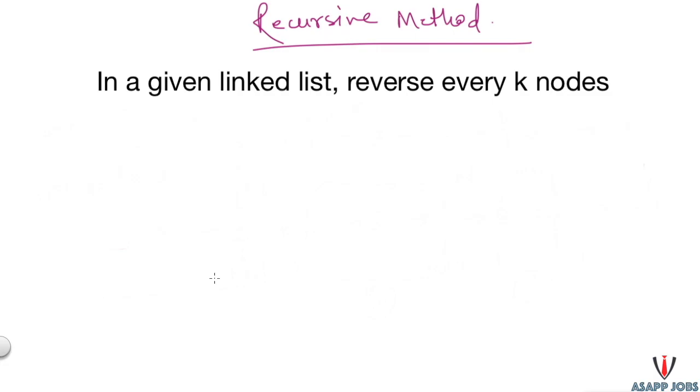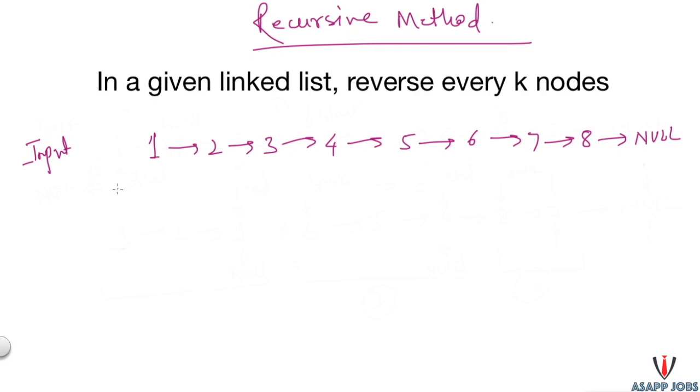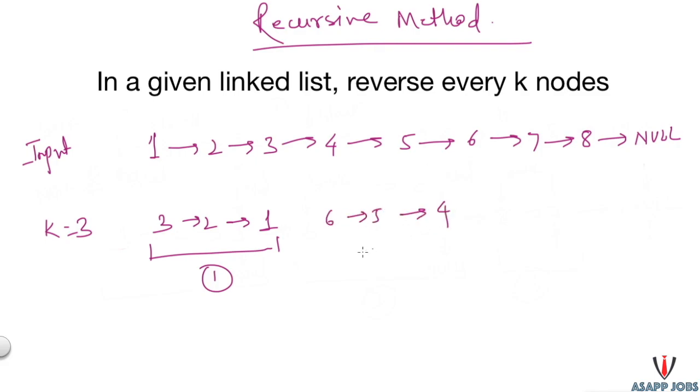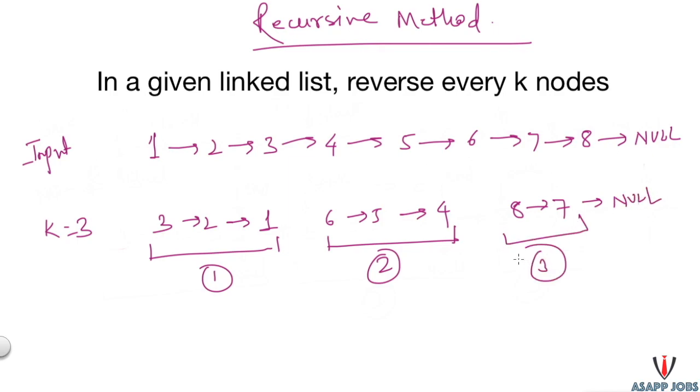So what we have to do first is create a sub problem of the problem, right? So this will be our input linked list. Our first sub problem would be to reverse the k nodes of the list. If k is equal to 3, then first we will reverse 3 to 1. This will be the first sublist, and then we have to reverse 6, 5, 4. This will be our second sublist, and at the end we have to reverse 8 to 7, and this will be the third sublist, right?